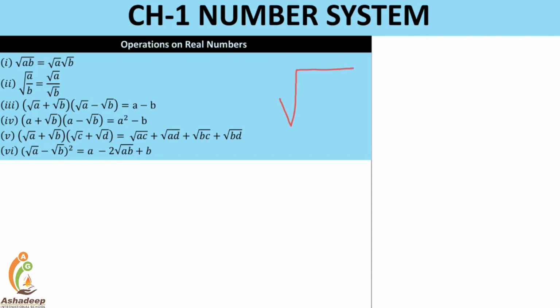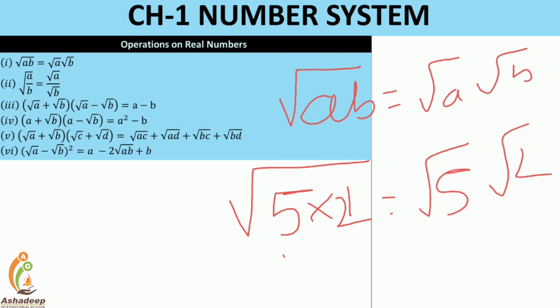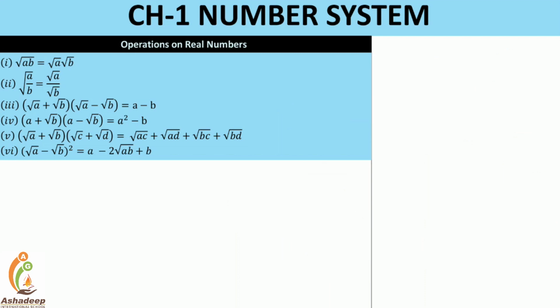What do you mean by square root of AB equals square root of A times square root of B? Let me give you an example. If I write 5 into 2, it is nothing but 5 into 2. The answer is square root of 10, and here also the answer is square root of 10, right? So the square root comes as the common side. In this way you can calculate it.